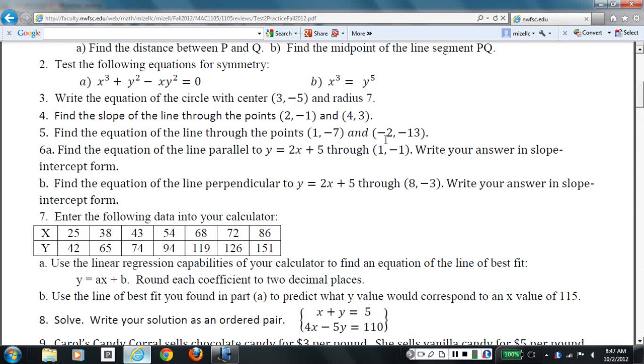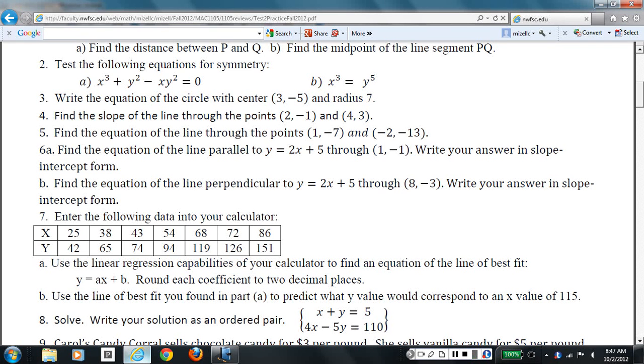Also, in 6a and/or b, you're given a point and an equation that's either parallel to the line that you want to find or perpendicular to the line that you want to find. So that's enough information to figure out the slope of the line that you want to find.